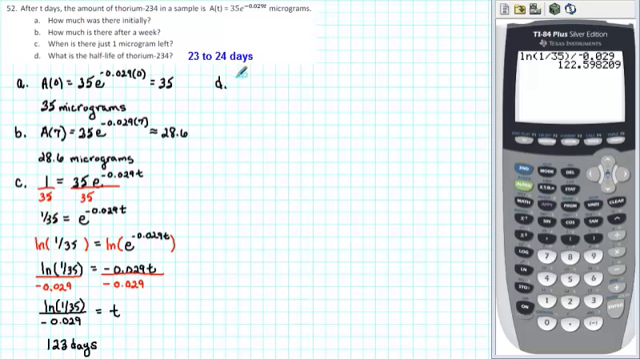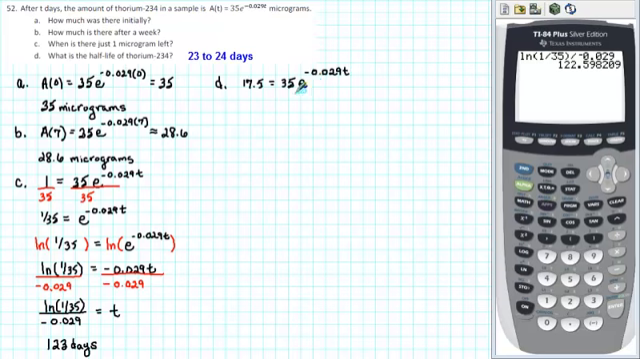For part D, we're asked, what is the half-life of thorium-234? Well, we determined that initially there were 35 micrograms. So what we need to do is to determine the amount of time that it takes for the 35 micrograms to be cut in half to 17.5. So we'll substitute 17.5 for A(t) and then solve for t.